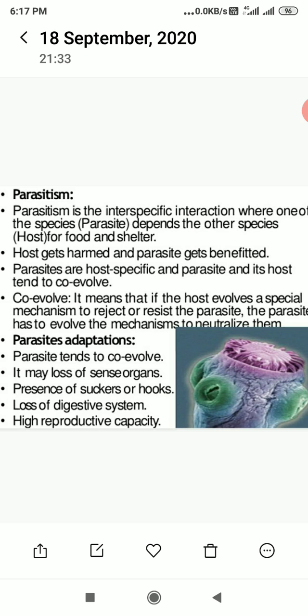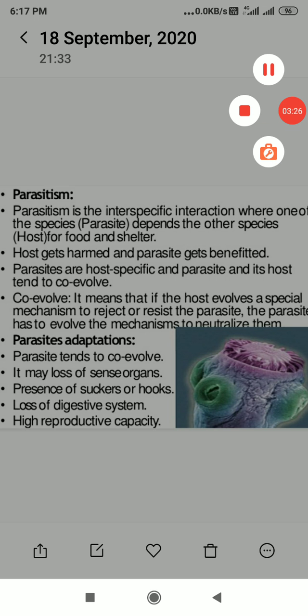Co-evolve means that if the host evolves a special mechanism to reject or resist the parasite, the parasite has to evolve a mechanism to neutralize them. Parasitic adaptation. Parasites tend to co-evolve, means both organisms evolve simultaneously. It may involve loss of sense organs, presence of suckers or hooks, loss of digestive system, and high reproductive capacity.